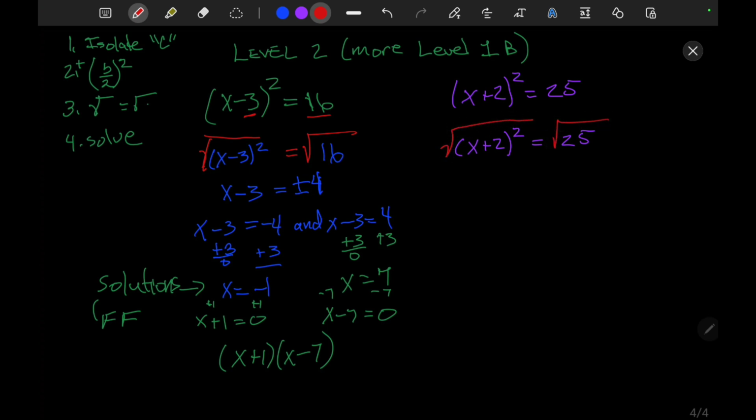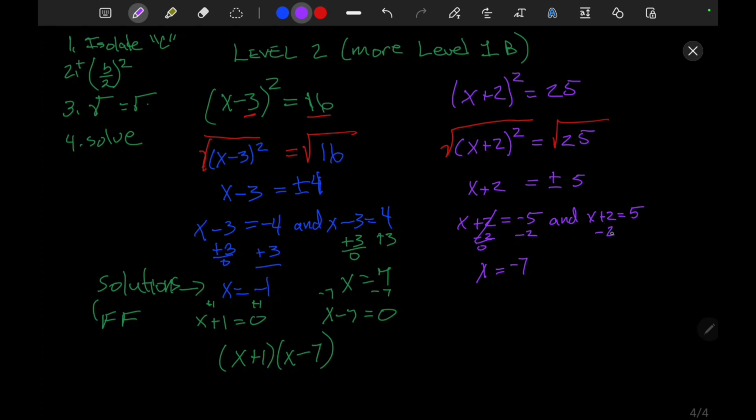Then I have the square root of both sides, and the square root of a square simplifies to 1, so that gives me x plus 2 equals plus or minus 5. Now I have x plus 2 equals negative 5 and x plus 2 equals 5. Now to solve, I need to add to get 0, so I'm adding negative 2 to both sides. That gives me 0. That gives me x equals negative 7.